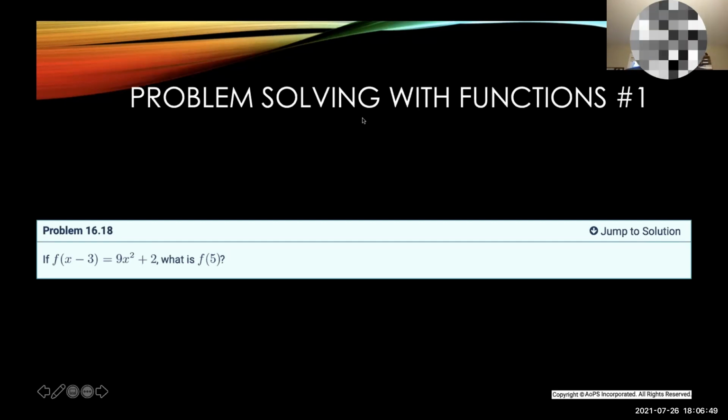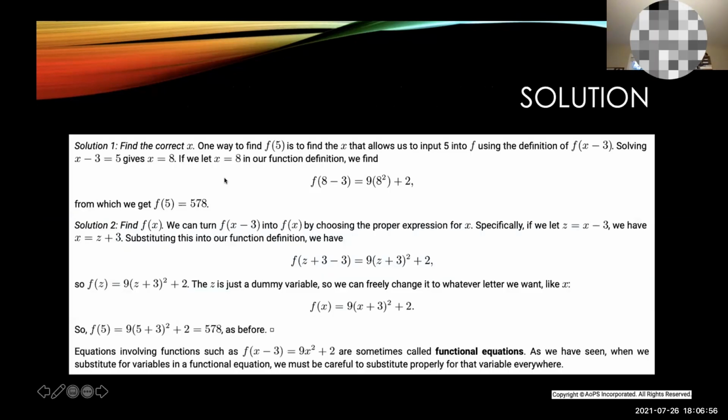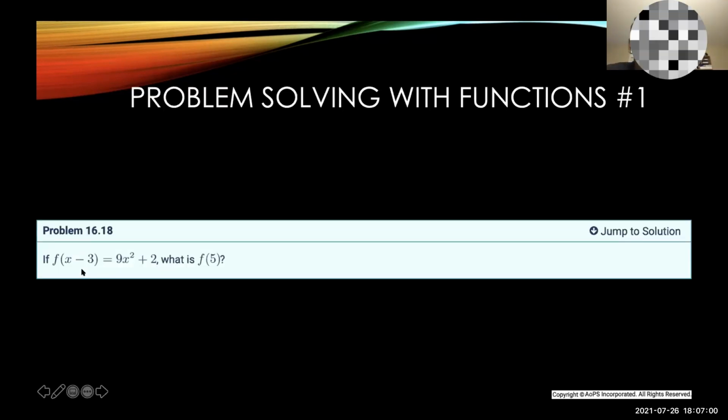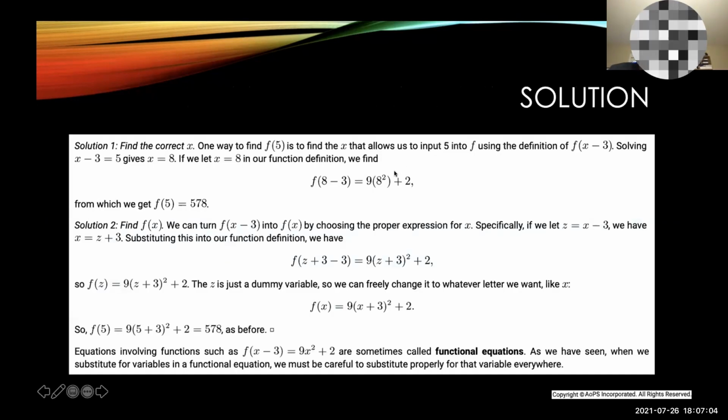Okay, I'm going to explain this problem now. The easiest way to find the correct x is that we know it's f of 5. So we set f of x minus 3 equal to f of 5. Essentially, we realize that x equals 8, because f of 8 minus 3 will be f of 5. So x is 8.